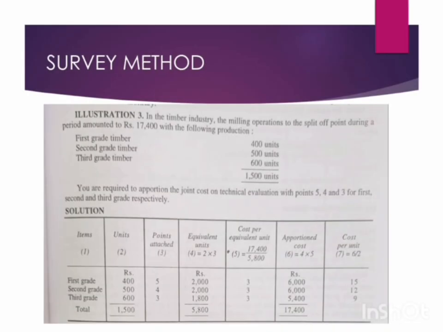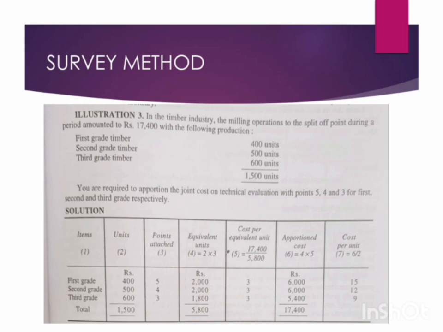Next comes the survey method. The question is: in the timber industry, the milling operations up to the split off point during a period amounted to rupees 17,400 with the following production. First grade timber 400 units, second grade timber 500 units, third grade timber 600 units. Now you are required to apportion the joint cost on technical evaluation with points 5, 4 and 3 for the first, second and third grade respectively.